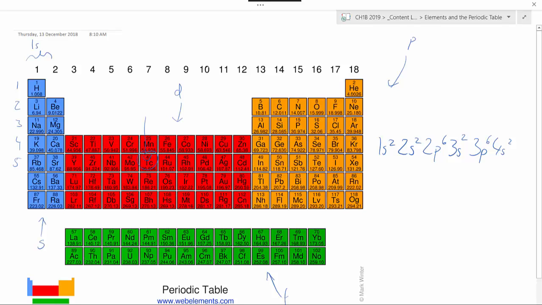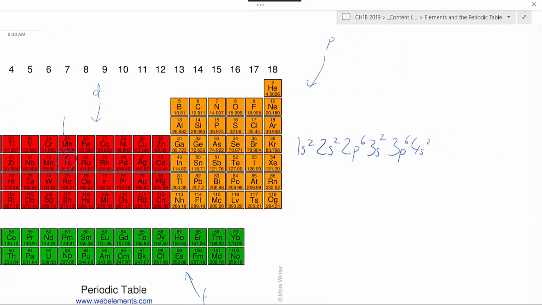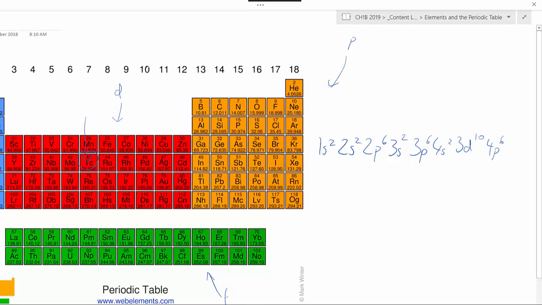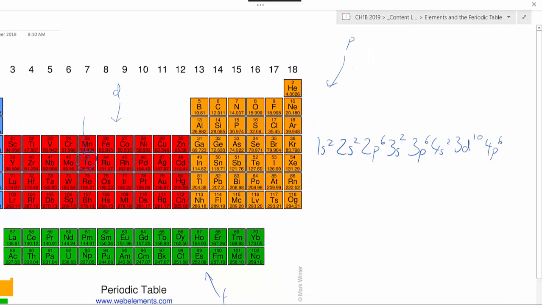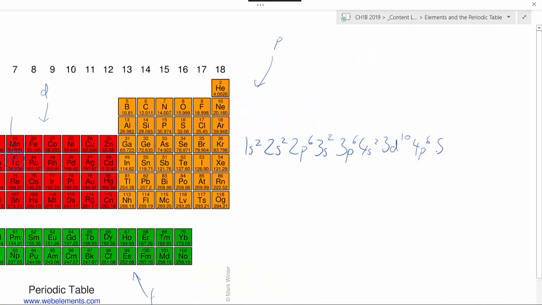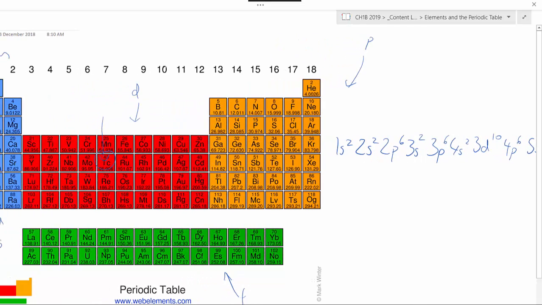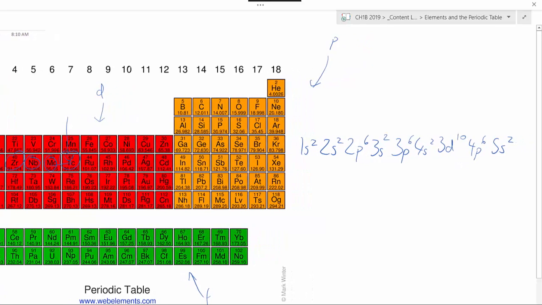So what we would have next is 3d10. So we've got all that first row of Ds is the 3Ds. Then we go back to 4p, so gallium, germanium, arsenic, those are our 4p, 6. Then 5s, rubidium and strontium, there's 2 of those. And then in our 4d, we have 1, 2, 3, 4, and then the 5th one. So 4d, we'll have 4d5.